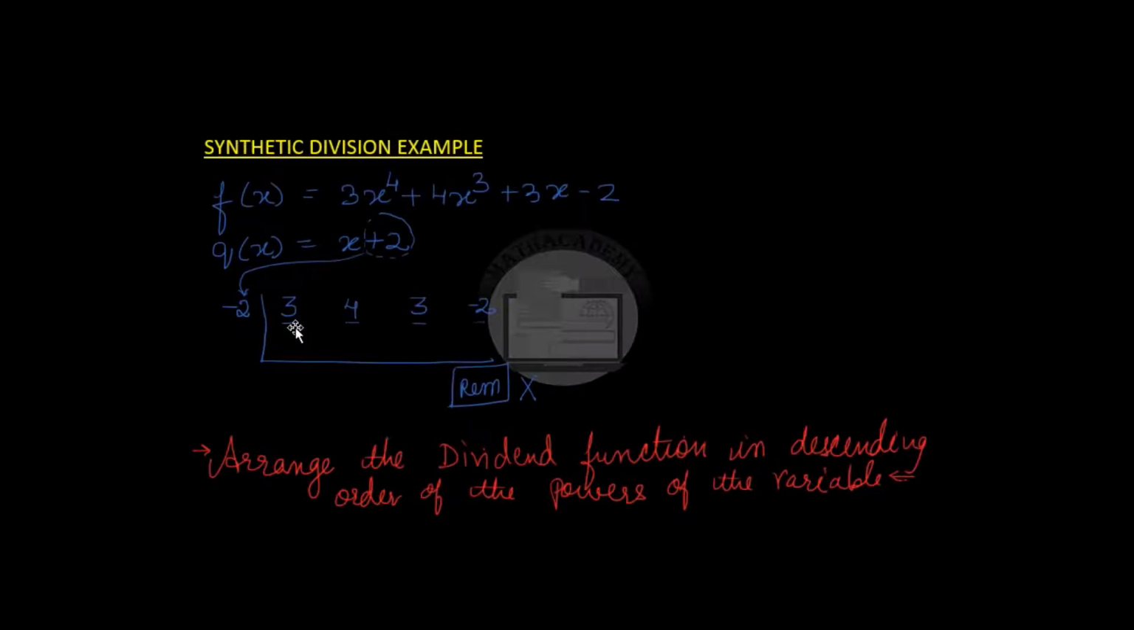So let us write down the coefficients now. We write 3, 4 and then a 0, which is the coefficient of the x square term, then 3 and then minus 2. If we try doing it with 3, 4, 3 and minus 2, then I'm sorry, the remainder we get will be wrong. So let us go ahead and solve it. We take the constant part and negate it, so we get a negative 2.